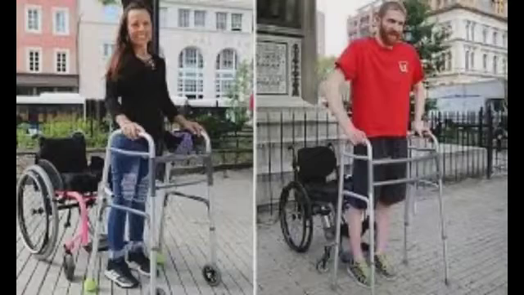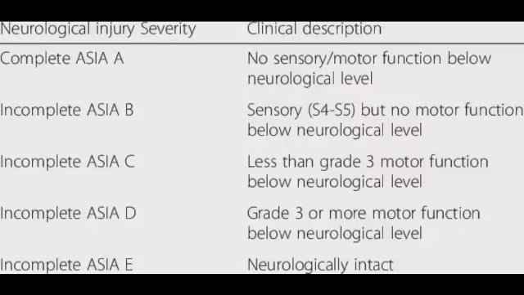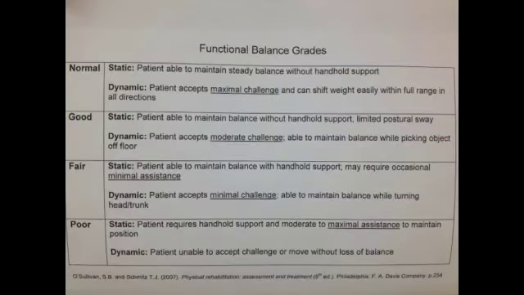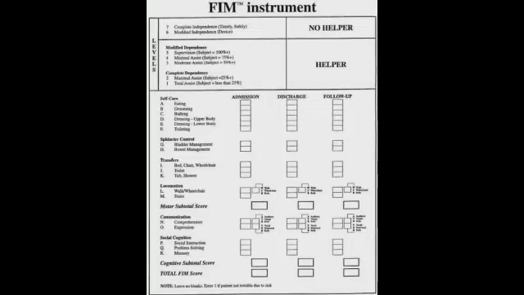And the spinal cord injury affects different levels in the spinal cord. Each condition has different protocols and assessments. Let's see the assessment. The assessment of spinal cord injury includes the ASIA scale, dermatomes and myotomes, pressure zones, functional balance scale, and functional independence scale.